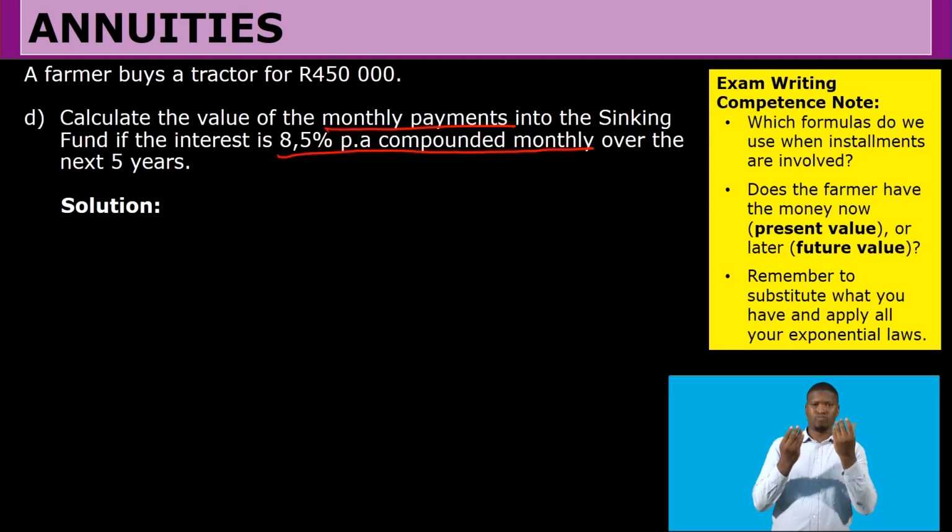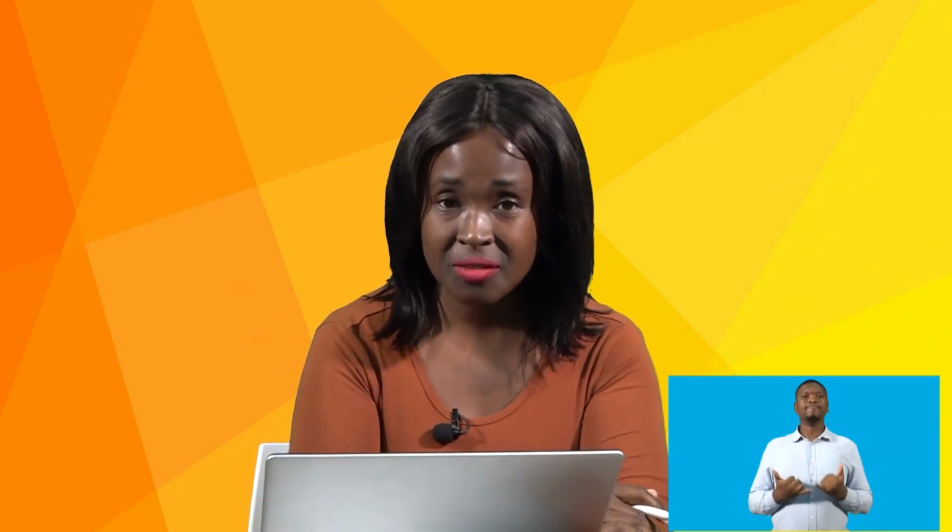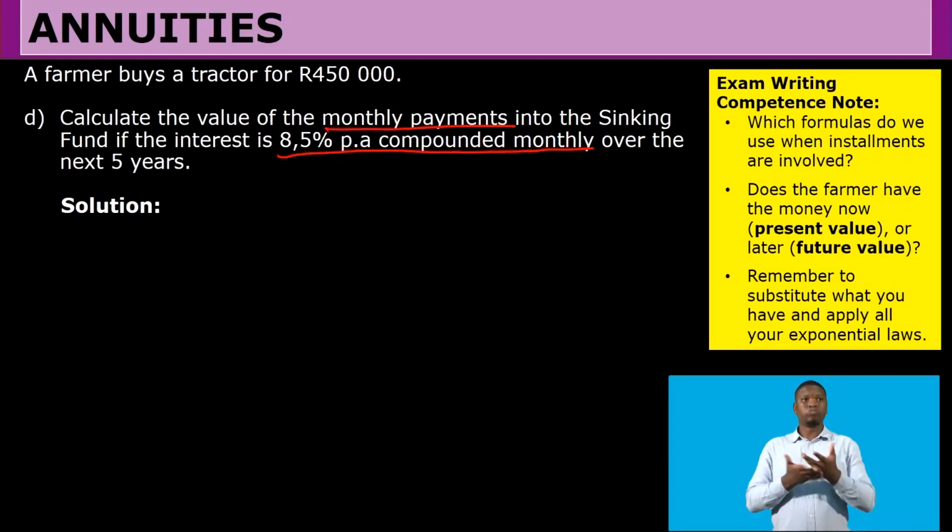Let's look at the calculations here, and more importantly, which formula are you going to use? Did you notice that before we got to this question, we were only working with the formulas that had our A and our P for our future value and our present value. But now we are talking about the monthly payments. In financial mathematics, the monthly payments are represented by our X, which means now we need to look at those formulas that have X in them. Now we have a choice between the present value formula and the future value formula. Which one are we going to choose?